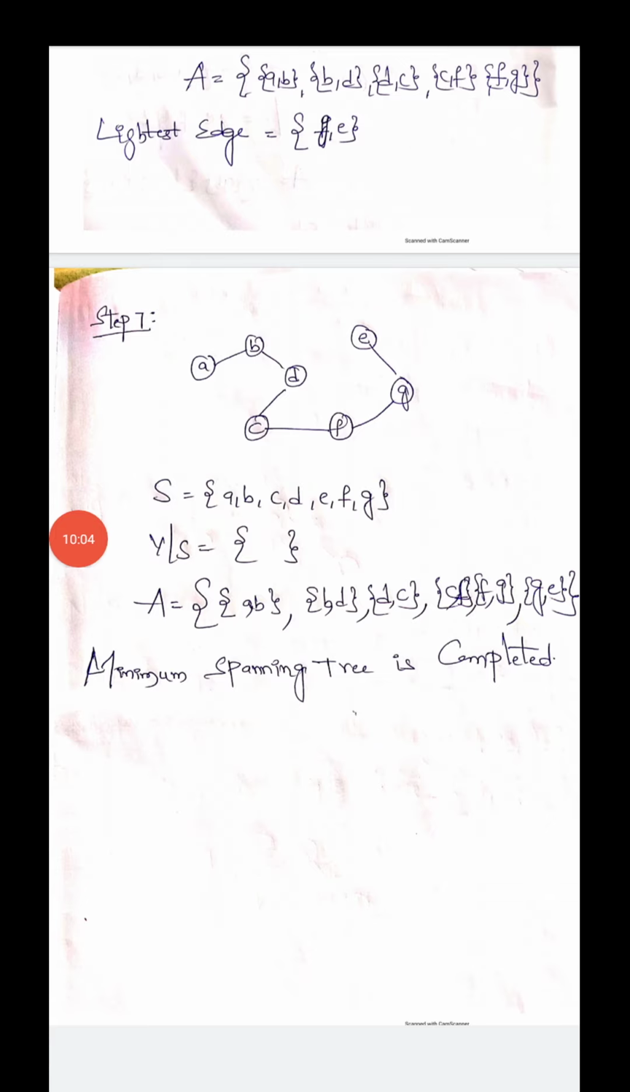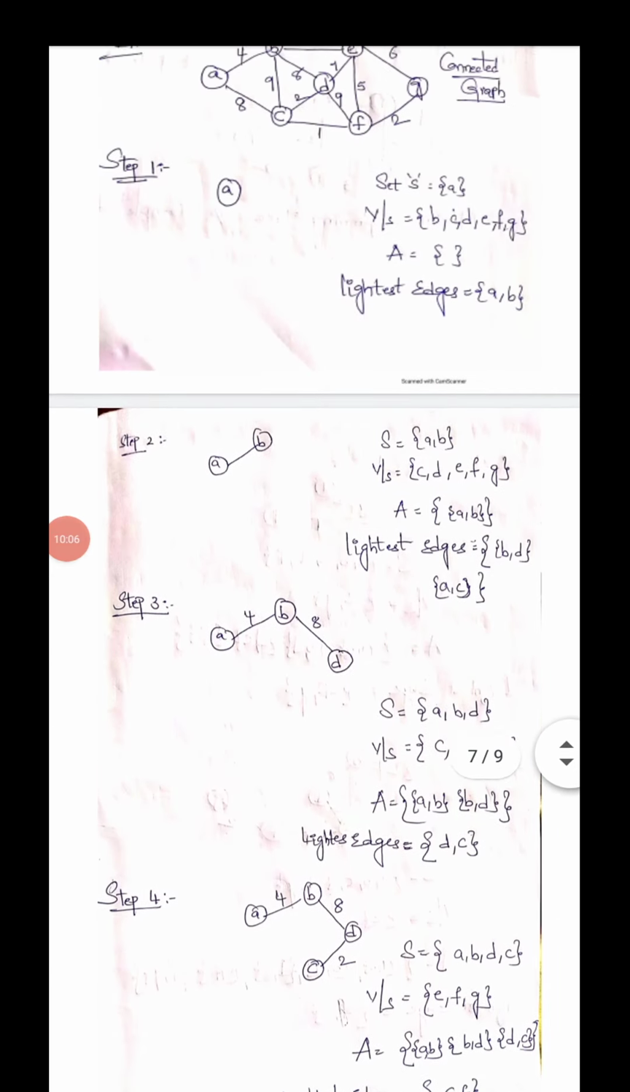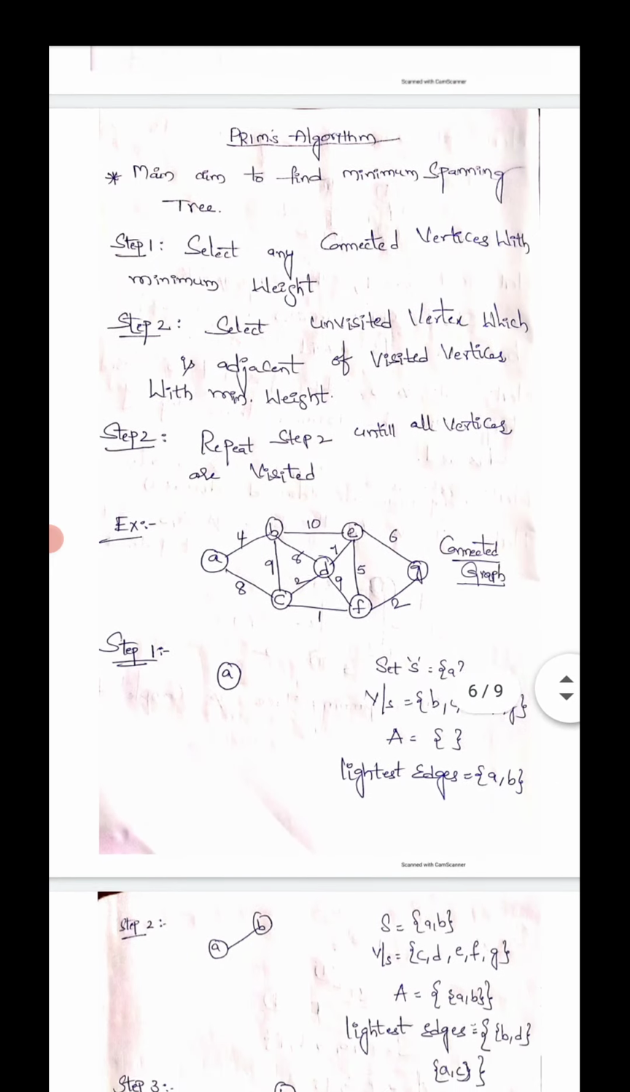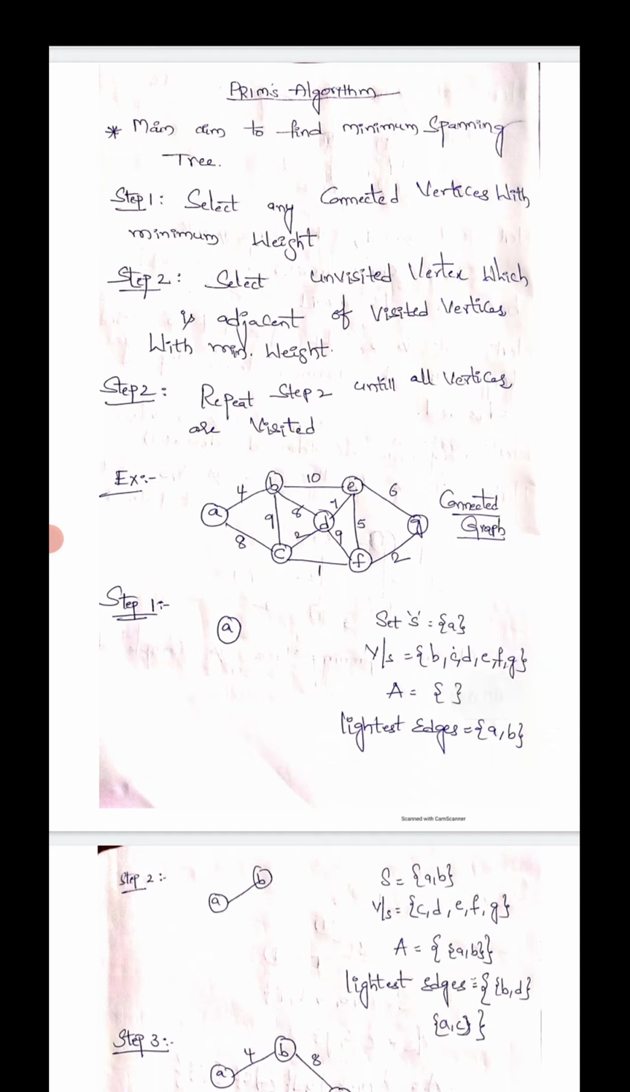This is the concept of Prim's algorithm. Prim's algorithm is mainly used for vertices. The main aim here is to find a minimum spanning tree. Okay, this is the concept of Prim's algorithm. Next class, we will see minimum spanning tree, edge selection, edge rejection. Okay, thank you.